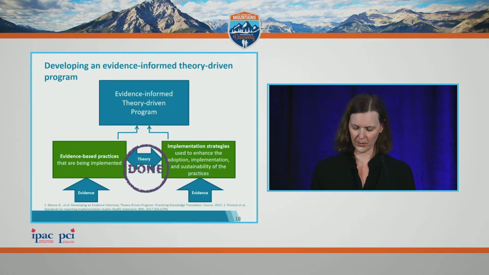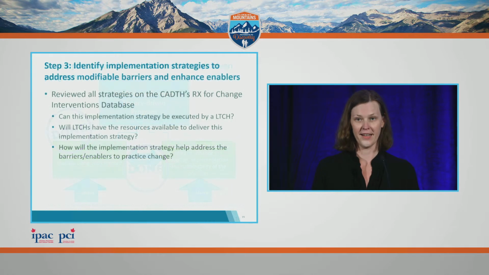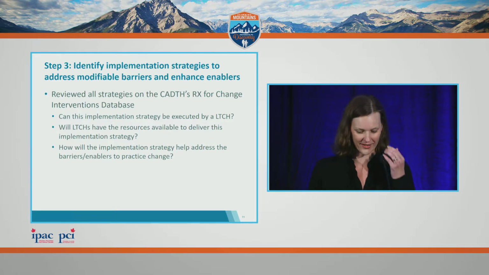So we moved forward and we organized our approach according to our theory. The third step was identifying strategies that we could use to address these barriers. And there would be cases as well where we'd want to enhance the enablers we found, because it's not all bad. Sometimes there's a lot going on that can actually help our cause.